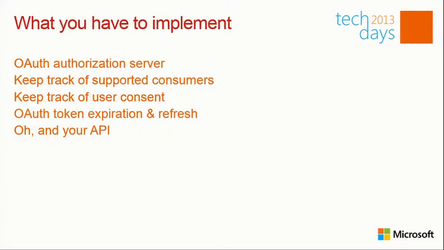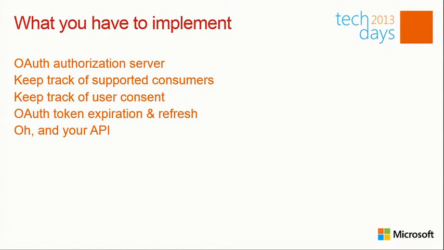Now, if you, as a producer of a service, if you as a resource server want to have this entire OAuth flow, you have to do a lot of things. First of all, you have to build your OAuth authorization server. So the fact that someone can come to the server with a code and retrieve an access token. That means you have to keep track of supported consumers. You have to keep track of all the applications that can consume, maybe at some given point in time, that can consume your resources.